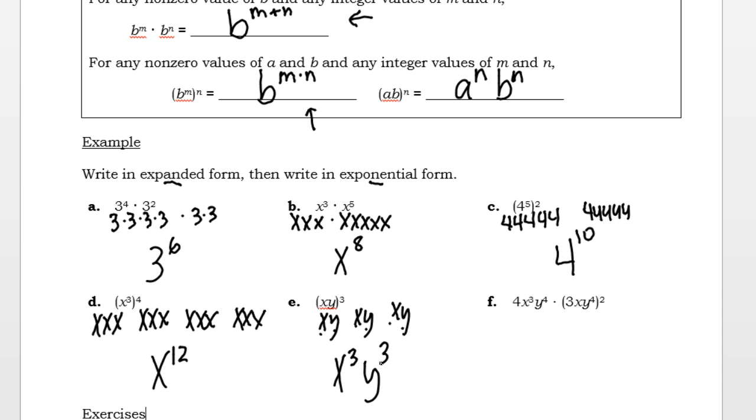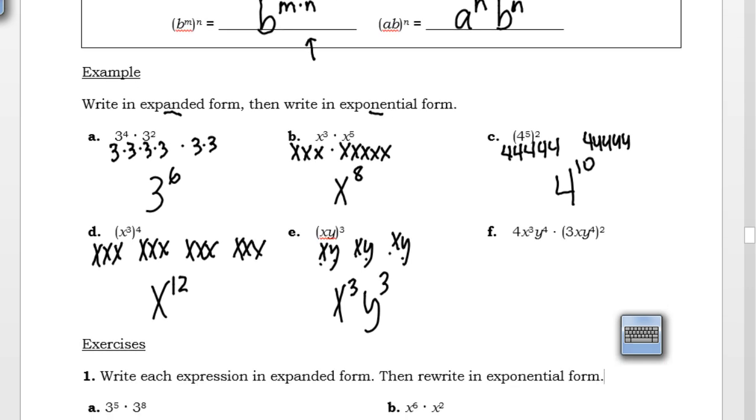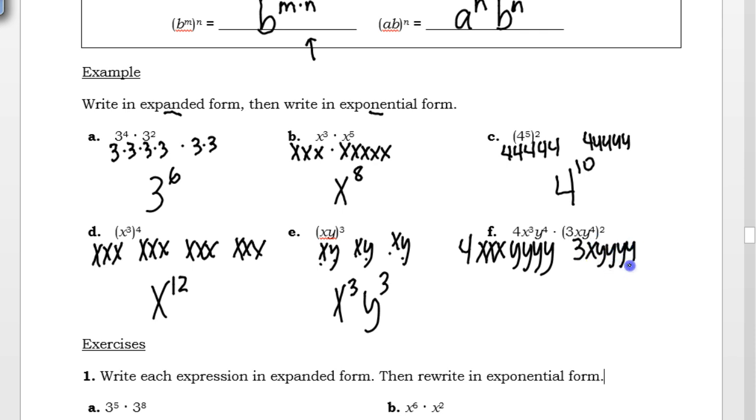Now my last example is a conglomerate. I don't know, is that the right word? I'm going to put a lot of these rules together. I'm going to start, I guess I'll expand it out. I have 4, and then 3 x's, and then 4 y's. I have a 3, an x, and then 4 y's. And then I have a second group of the same thing. And now we're going to put everything together.